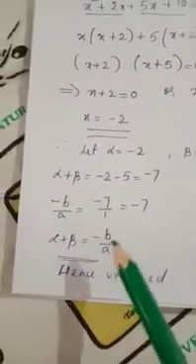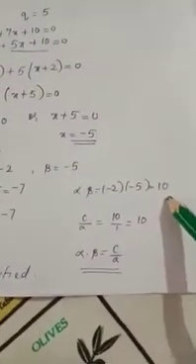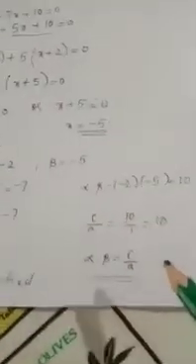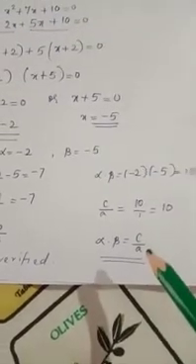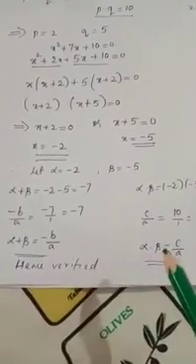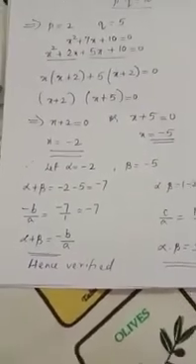So, alpha plus beta is equal to minus b by a. Similarly, alpha into beta is equal to minus 2 into minus 5, which is equal to 10. And c by a, 10 by 1, which is equal to 10. So, alpha into beta is equal to c by a. So, what we got is alpha plus beta is equal to minus b by a and alpha into beta is equal to c by a. Hence, verified.